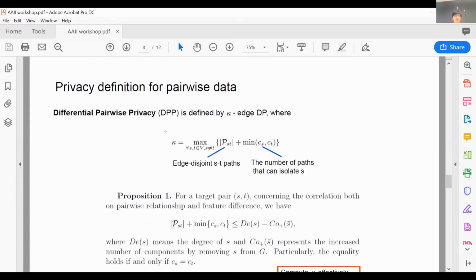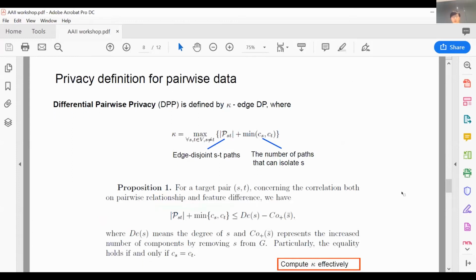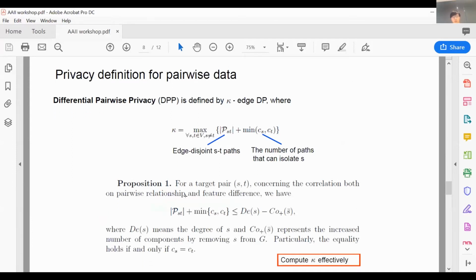So we have the differential pairwise privacy definition like this. It's equivalent to the kappa edge DP. Kappa is calculated like this. P_ST is the set of edge-disjoint S-T paths, and C_S is the number of paths that can isolate S. But these two terms are difficult to compute. We introduce proposition one to compute kappa efficiently.